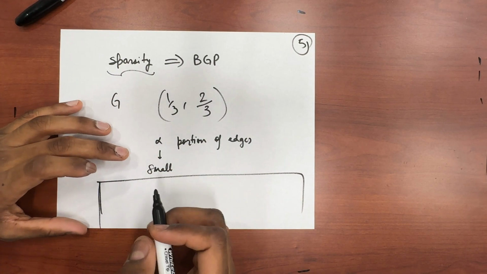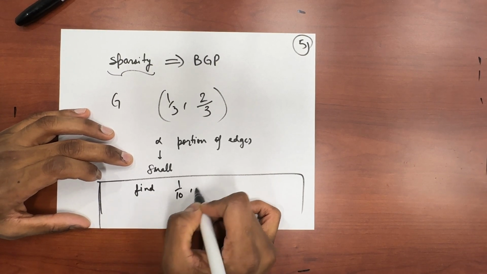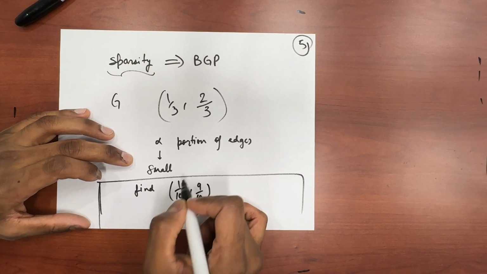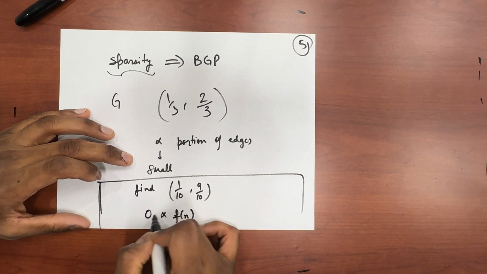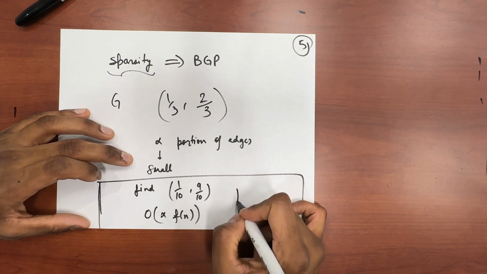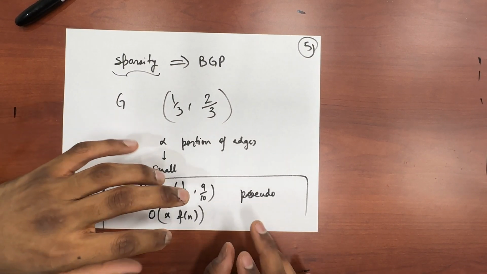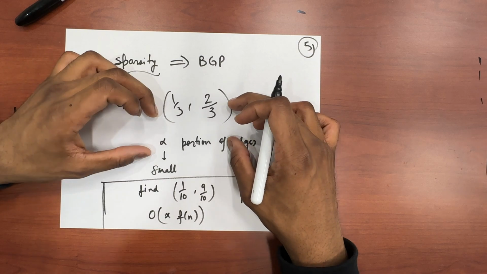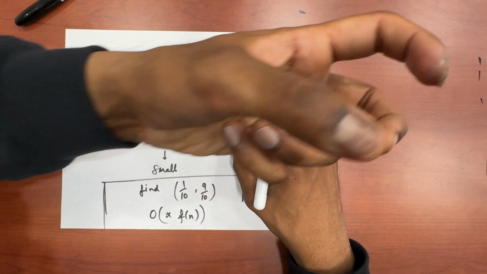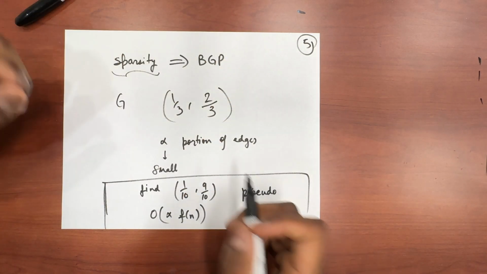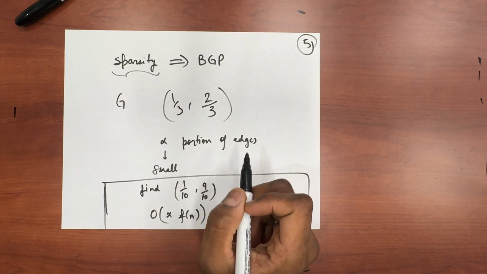So let's say we can find a 1/10, 9/10 partitioning which only cuts some alpha f of n order edges. We will call it a pseudo approximation, because we don't really know how to define approximation for this problem, because there are two constraints, or two deliverables, that this algorithm must give to the user.